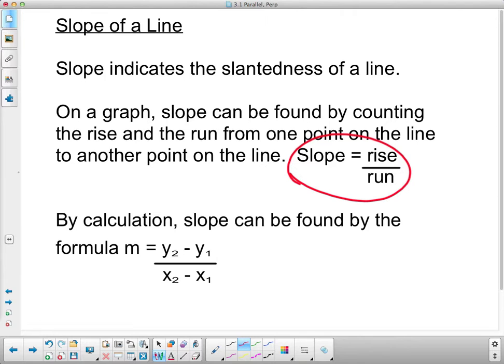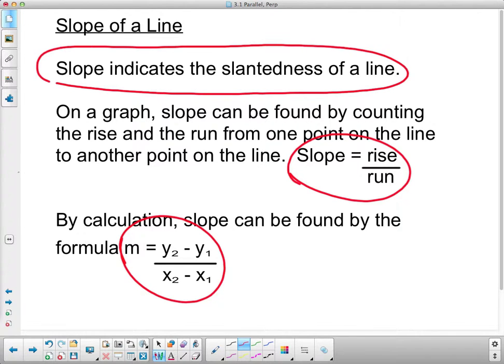So by calculation, we're going to use the formula that we mentioned on the review at the beginning today. Slope is calculated by y2 minus y1 over x2 minus x1. So having the notes that I've circled would be important from this screen. Reminder, a point is an x and a y all the time. So x and y from the first point, and then x and y from the second point.